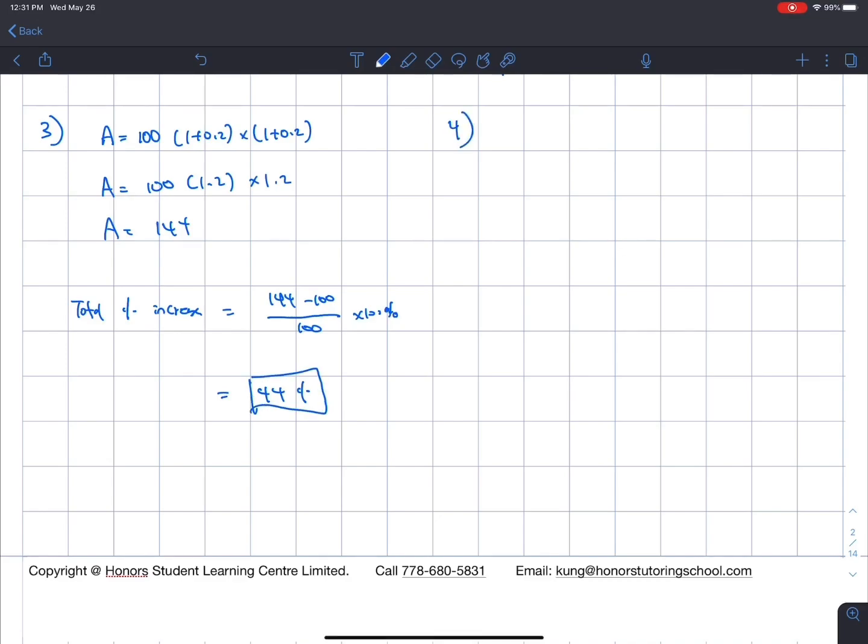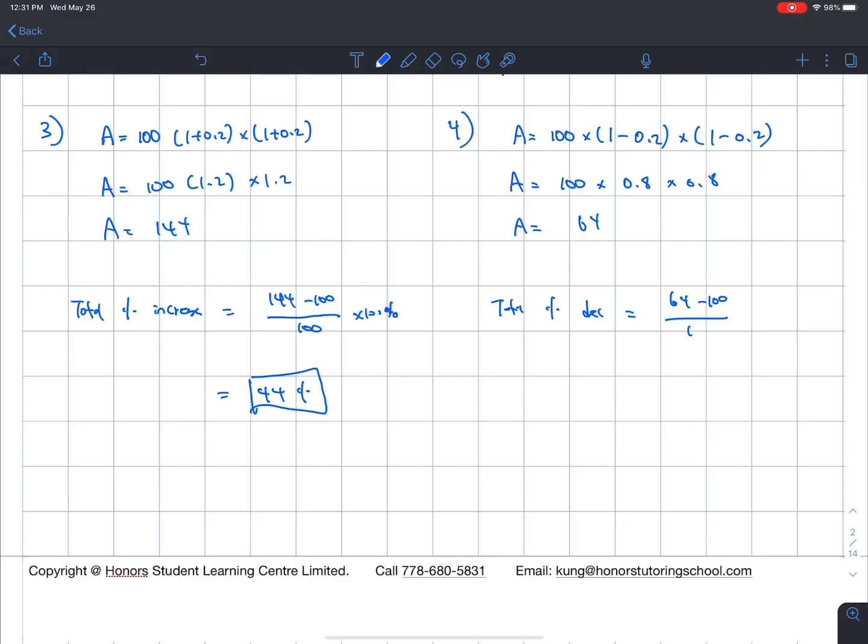Question 4. What combined percentage decrease is the same as a 20% decrease, then another 20% decrease? So the first 20% decrease is 1 minus 0.2, and the second 20% decrease is also timesing by 1 minus 0.2. So now we have 100 times 0.8 times 0.8, and we get 64. So the total percent decrease equals ending minus beginning divided by beginning times 100%, and we get negative 36%.